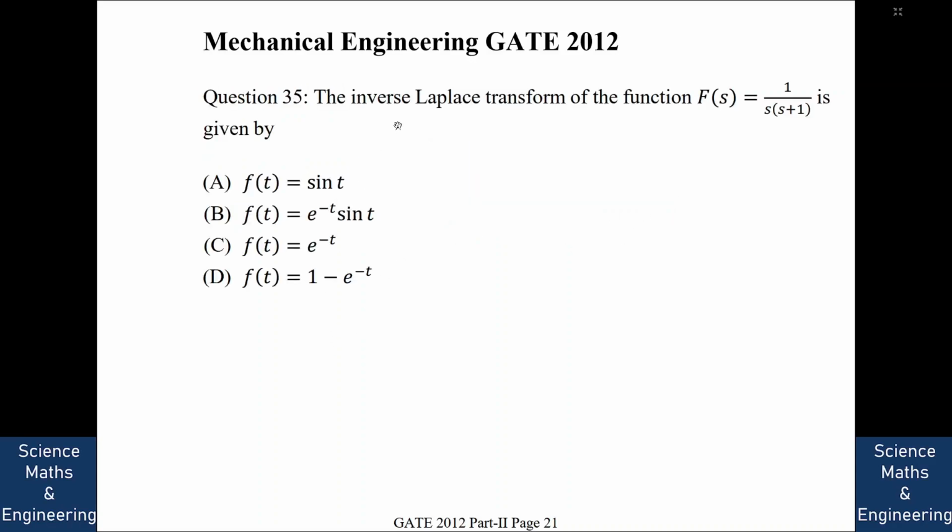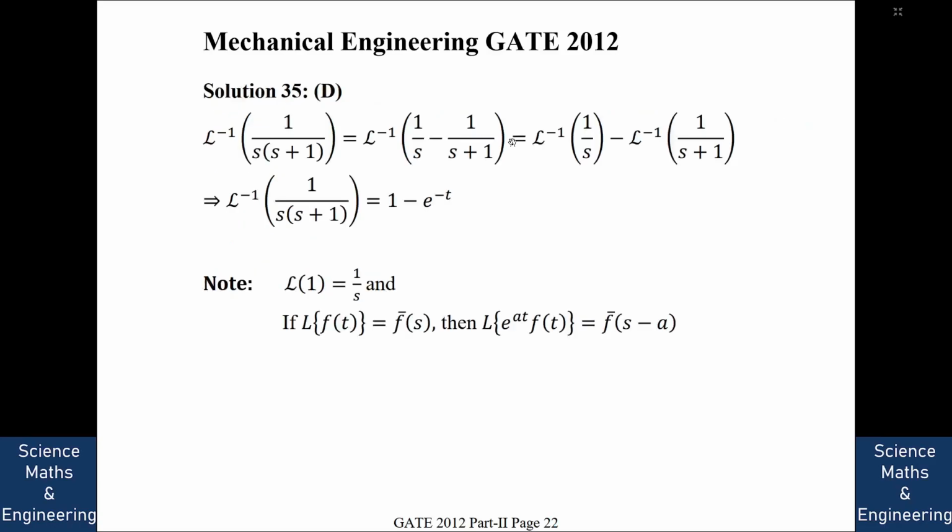The inverse Laplace transform of the function F(s) equal to 1 by s into (s plus 1) is given by, so we need to find out the Laplace inverse. Whenever we have a Laplace inverse of this kind of an equation, we need to break it down into its individual fractions with some arithmetic, plus or minus basically. So this Laplace inverse is then 1 by s minus 1 by s plus 1.